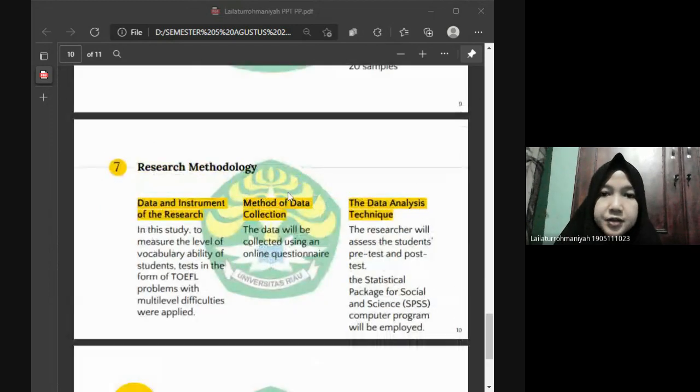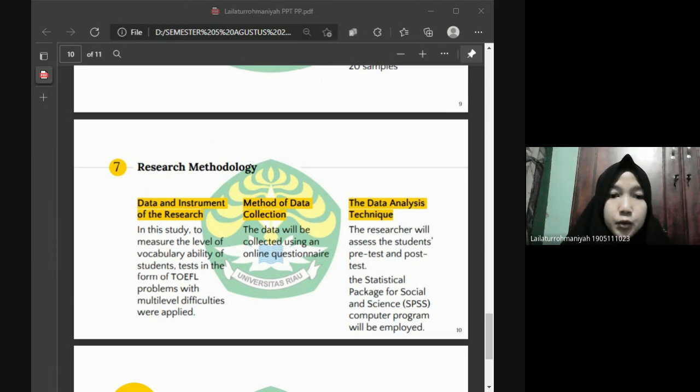Next, research methodology. It is also part of research methodology, right? And there is data and instrument of the research. In the study, to measure the level of vocabulary ability of students, tests in the form of TOEFL problems with multi-level difficulties were applied. The research uses TOEFL to measure students' achievement in vocabulary.